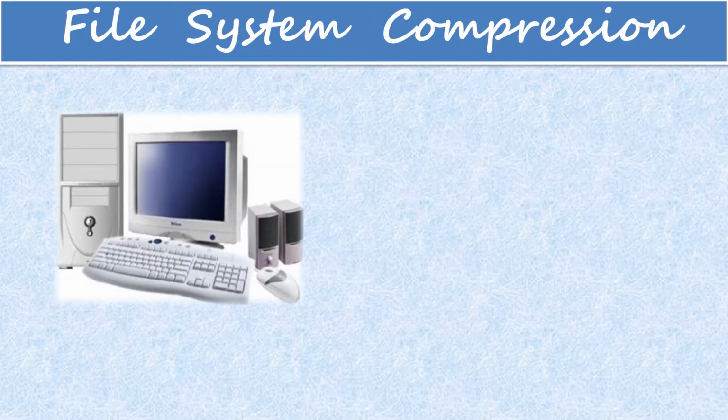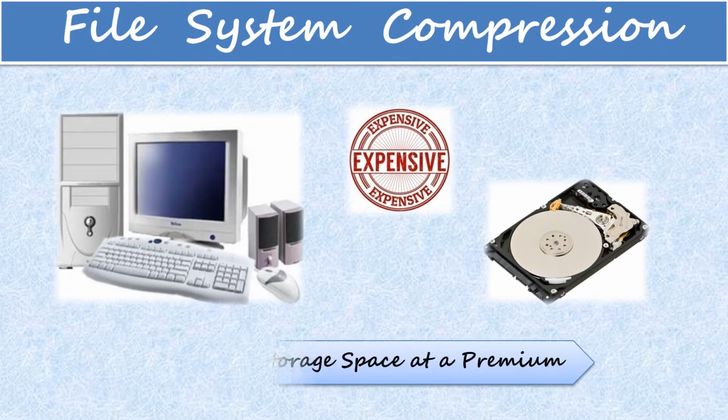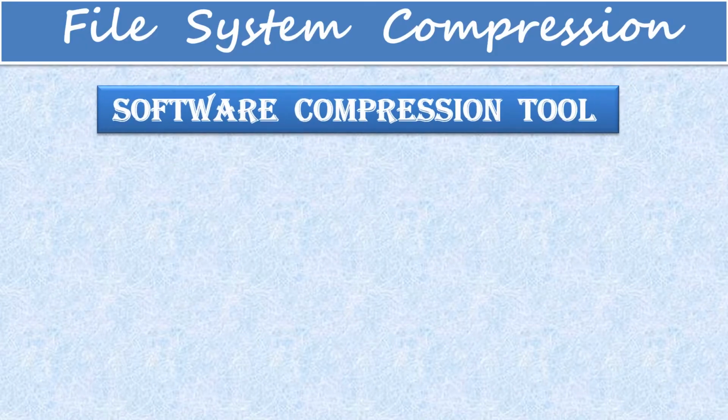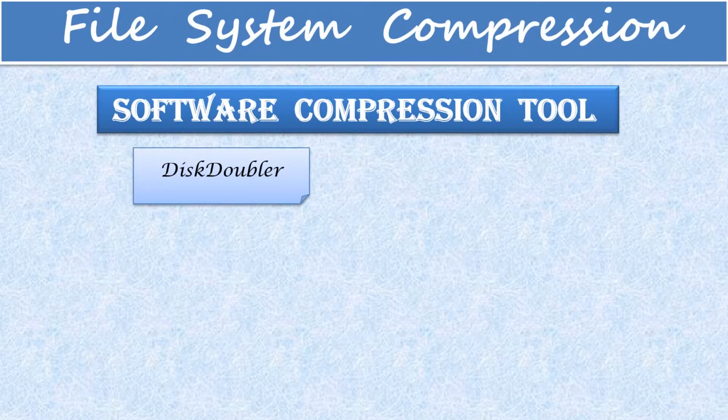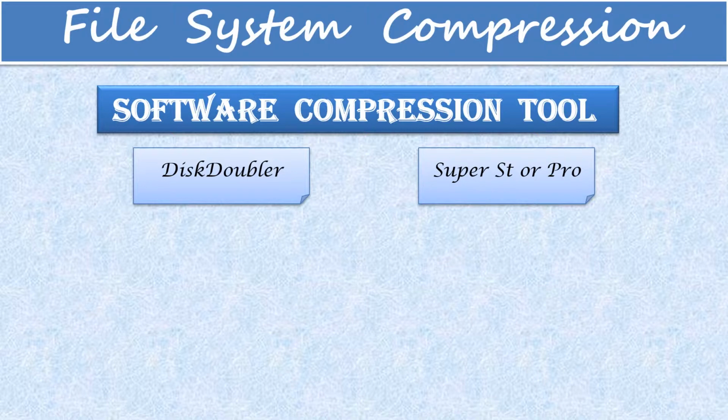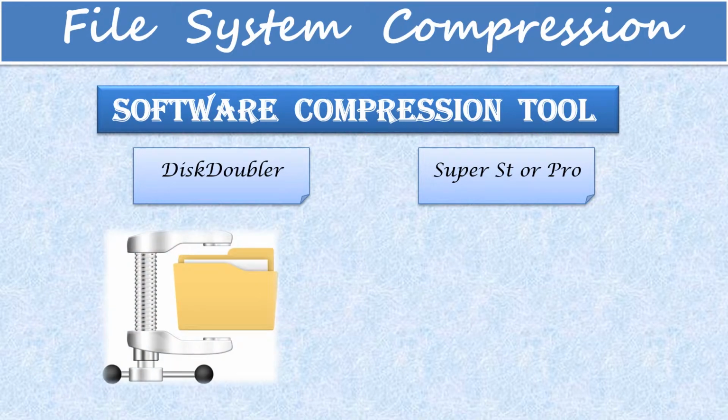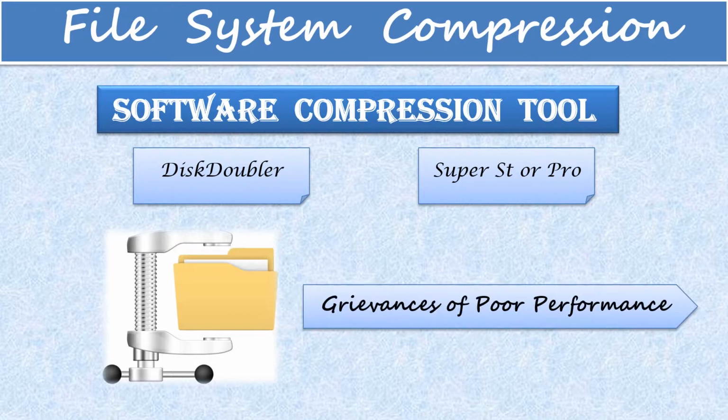Early PCs had relatively expensive hard drives, with storage space at a premium. Software compression tools such as Disk Doubler and SuperStor Pro were very trendy, and in fact, they pioneered mainstream file system compression. But file system compression has long been cursed by grievances of poor performance. The fact is that it should be deployed selectively on highly compressible files that are written once and then accessed infrequently.